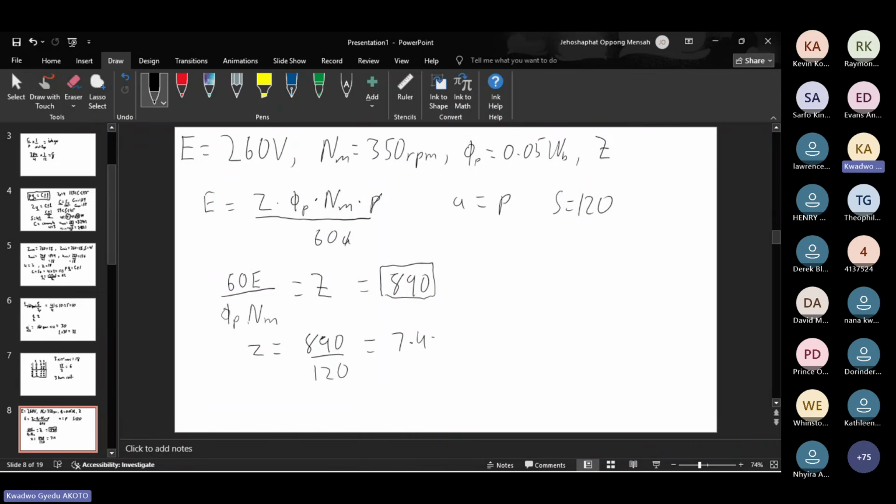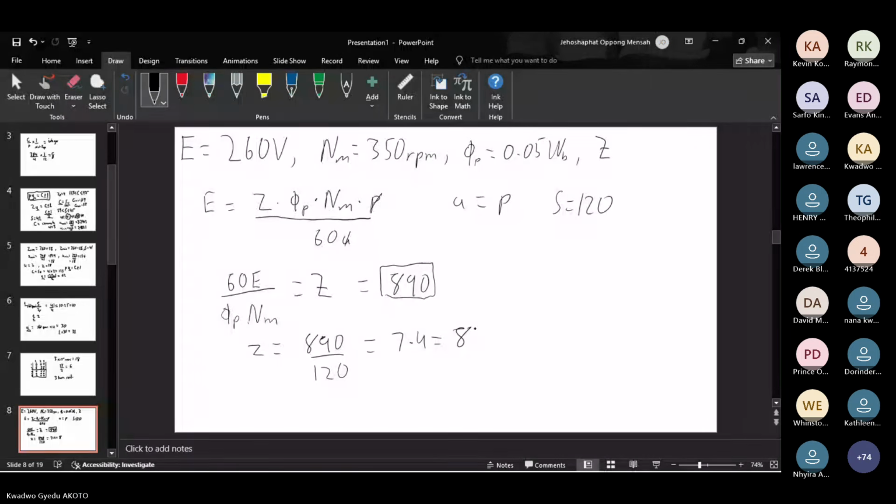And we want this to be an even number and we want it to be greater. We want it to be an integer, right? So we are going to use 8 conductors per slot. Because it's conductors per slot, it still has to be even. Okay, so we have 8 conductors per slot. Therefore, our suitable number of conductors per slot is going to be 8, right?